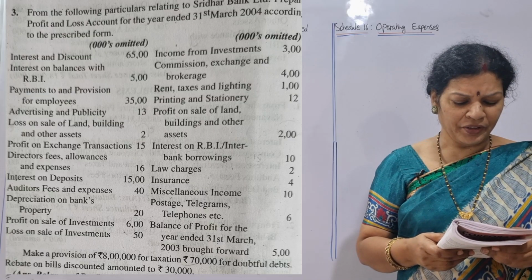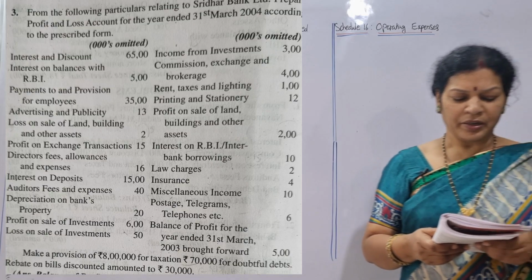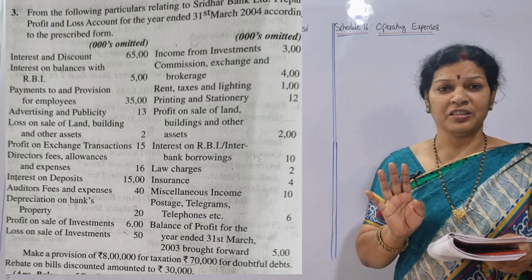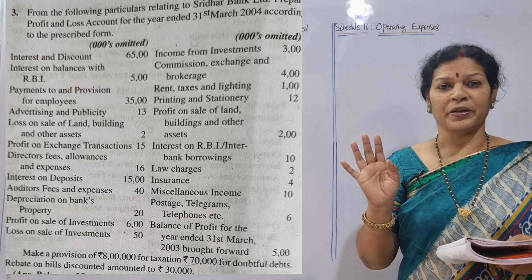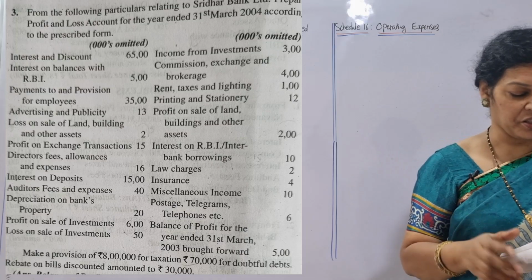Then auditor fee and expenses, operating expenses, schedule number 16. Depreciation on bank's property. This is also schedule number 16. It is just like indirect expenses. All indirect expenses comes under the operating expenses. So depreciation is also operating expenses, schedule number 16.